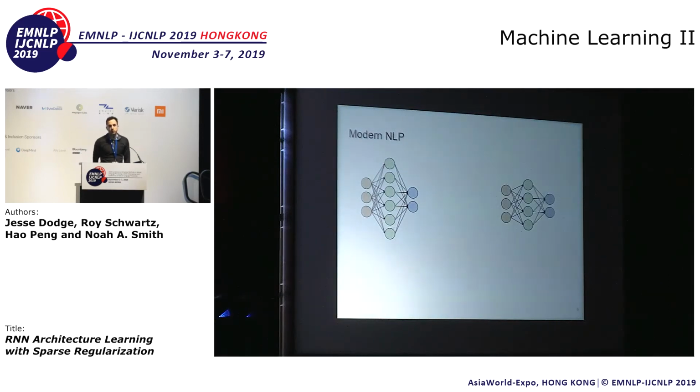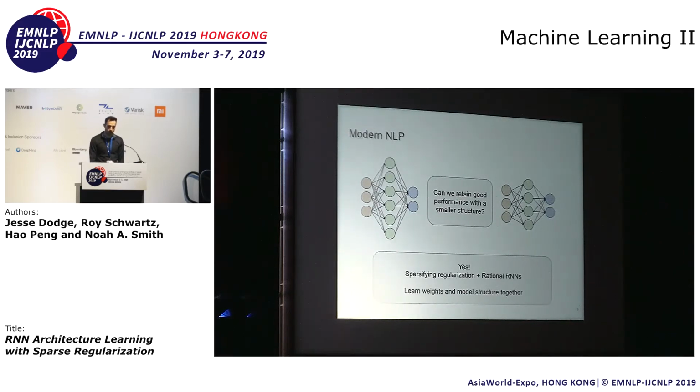Smaller models with fewer parameters don't have some of those drawbacks, so they can train faster, perform faster inference, and be smaller on disk, so you can save more checkpoints, for example. So we can ask ourselves, is it possible for us to retain good performance while using a smaller structure? And in this talk, we'll find the answer to be yes.